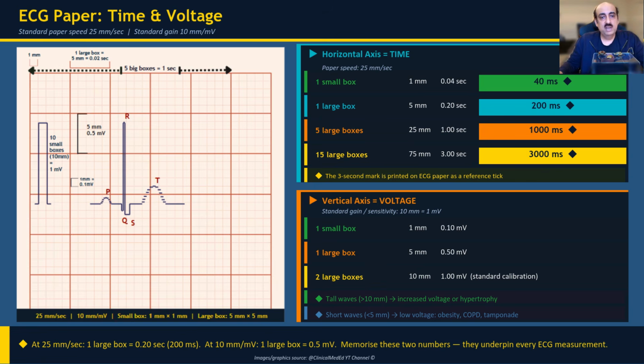In terms of the vertical grid, you have a gain of 10 millimeters, which is 1 centimeter, equivalent to 1 millivolt. So one small square is 1/10 of a millivolt, and one large box, which is 5 small boxes, is 0.5 millivolt, and 2 large boxes will be 10 millimeters or 1 centimeter or 1 millivolt. So these are some of the standard numbers, both horizontal and vertical grids, that you have to memorize. It will have consequences for how we calculate the rate and rhythm, and also the different waveforms, shapes and intervals down the line.